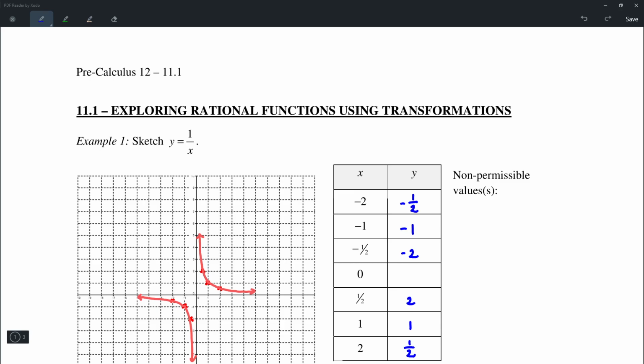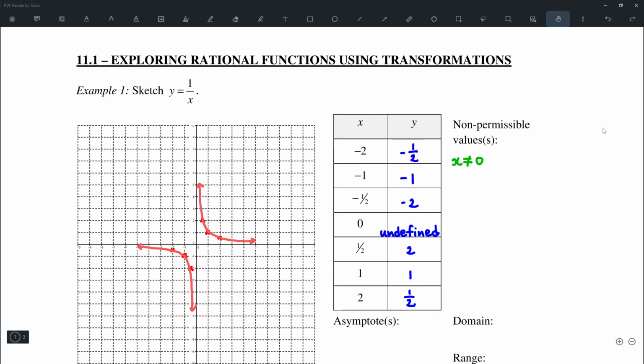Now, when x is equal to 0, its reciprocal is undefined. Which means x equals 0 will be a non-permissible value, or that x cannot be equal to 0. So if we were to plot the points in our table of values, we will get the graph on the left-hand side, right here.